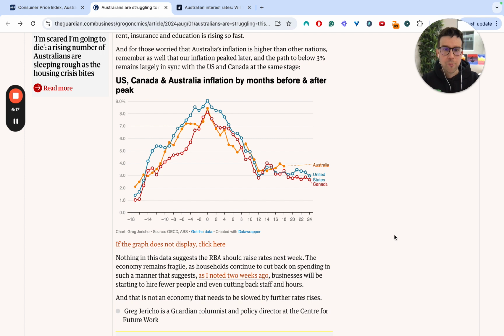Now, note, you can see here the data across the US, Canada, and Australia with inflation, and this is months before and after the peak, okay? And this is fascinating because you can see that Australia is perhaps at a point where, if we compare it to the US and Canada, at roughly 16 to 18 months past the peak, they've really started to see that sort of drop. And so the point here is perhaps, if we look at global experience, we're at the cusp of inflation starting, over the next quarter particularly, to fall even more.